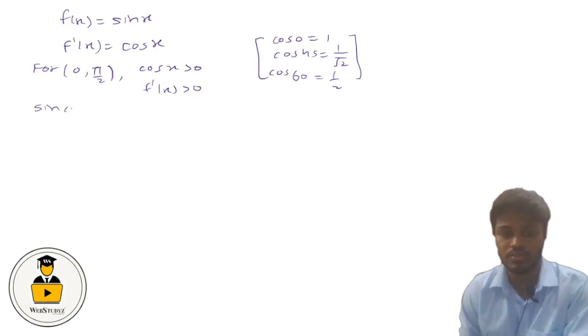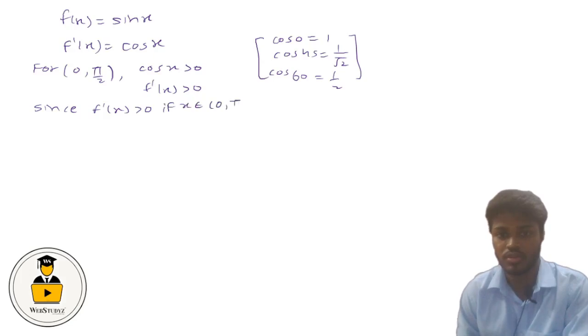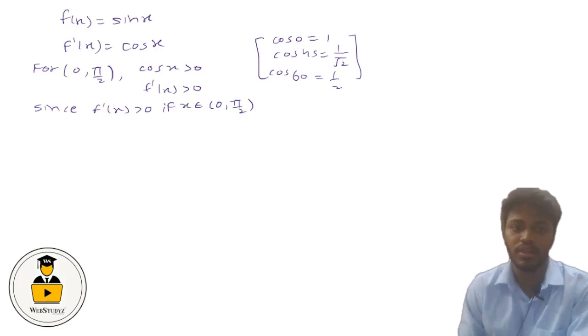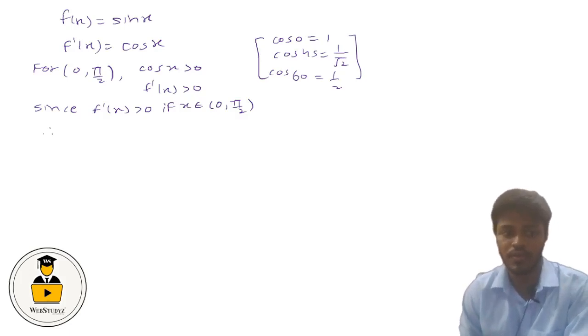And since f dash of x is greater than 0, if x belongs to 0 to pi by 2, so in 0 to pi by 2, f dash of x is greater than 0. Therefore we can say that f of x is increasing in 0 to pi by 2. So this is our part a.